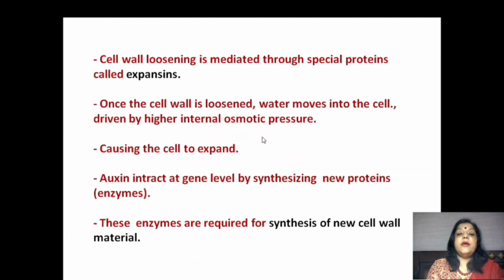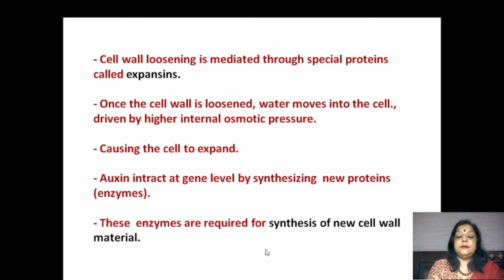The outcome of the acid growth hypothesis is that cell wall loosening is mediated through a specific type of proteins known as expansins. Once the cell wall is loosened, water moves into the cell, driven by higher internal osmotic pressure, which causes the cell to expand. Auxin interacts at the gene level by synthesizing new proteins or enzymes, and these enzymes are required for synthesis of new wall material.